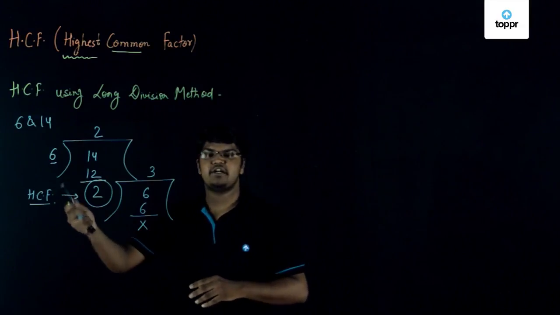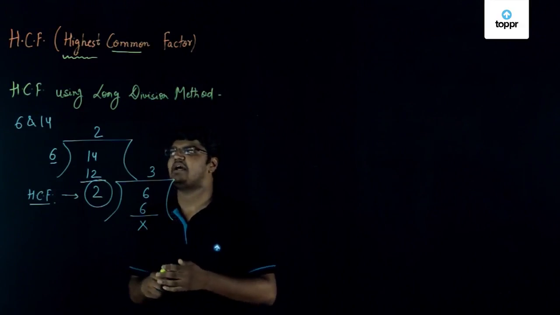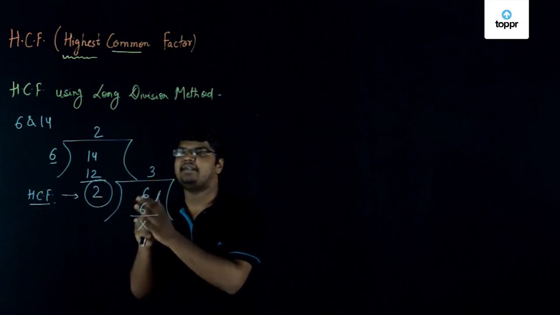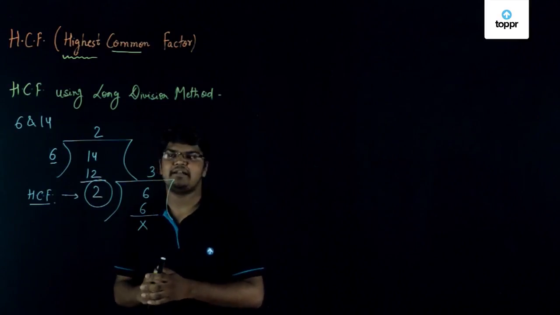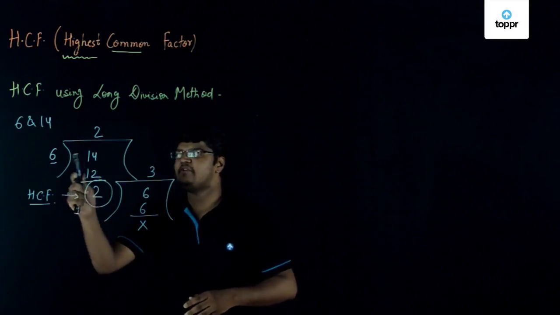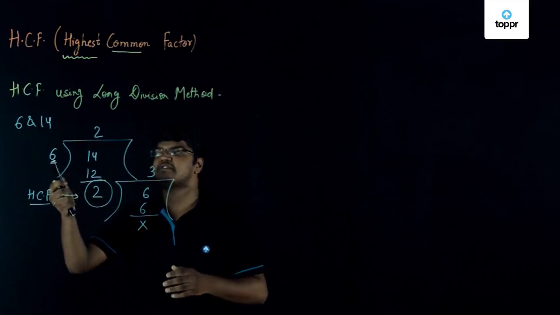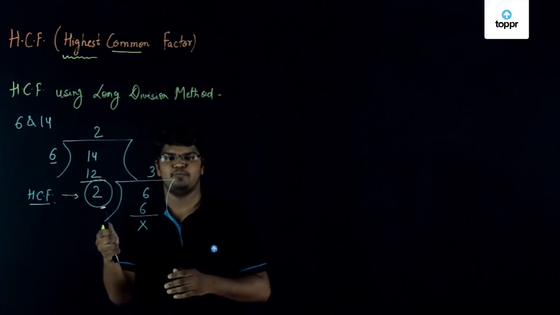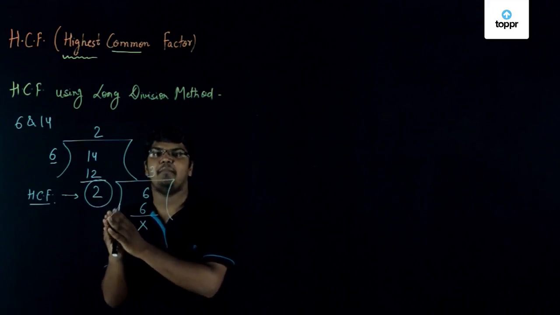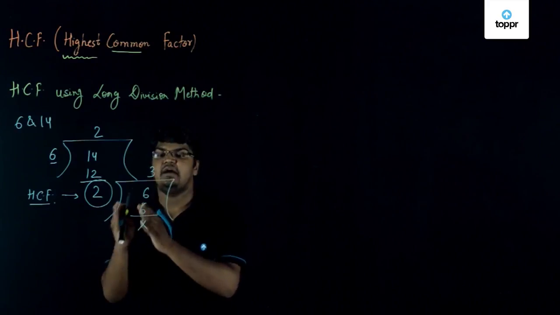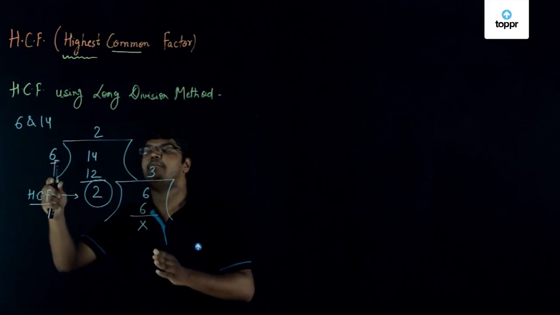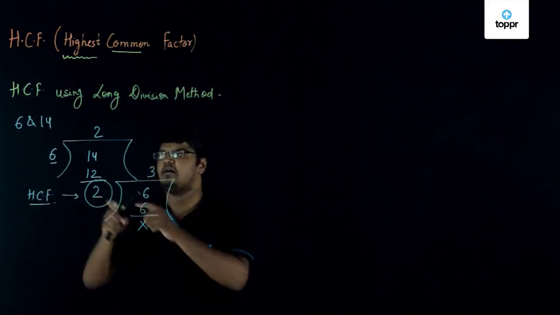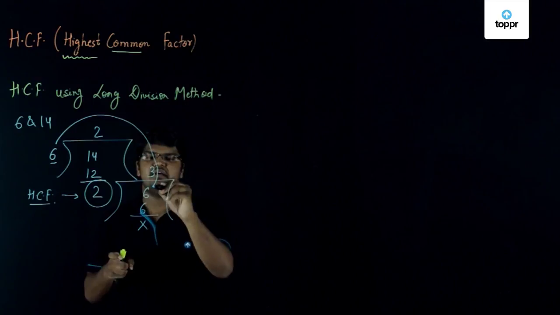So I first considered the two numbers whose HCF I needed to find. The numbers were 6 and 14. The larger number became our dividend and the smaller number became our divisor. When 14 was divided by 6, the nearest multiple of 6 was 12. So we obtained the quotient as 2 and the remainder as 2. This remainder 2 will now become our modified divisor and our modified dividend will be the previous divisor, that is 6 right here.